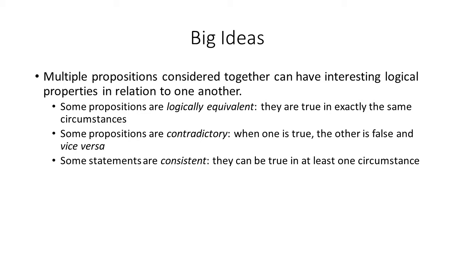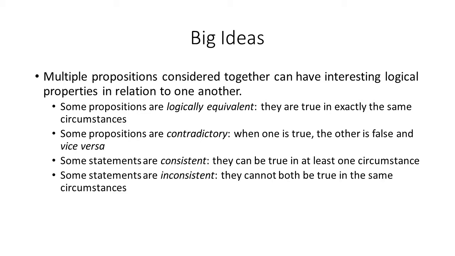Some statements are consistent, right? They can be true in at least one circumstance at the same time. And then finally, some statements are inconsistent. They cannot be both true in the same circumstances, right? So the idea would be anytime we look at the truth table for both, right, if one's true in this circumstance, the other has to be false, right? There's no row, right, where they're both true.